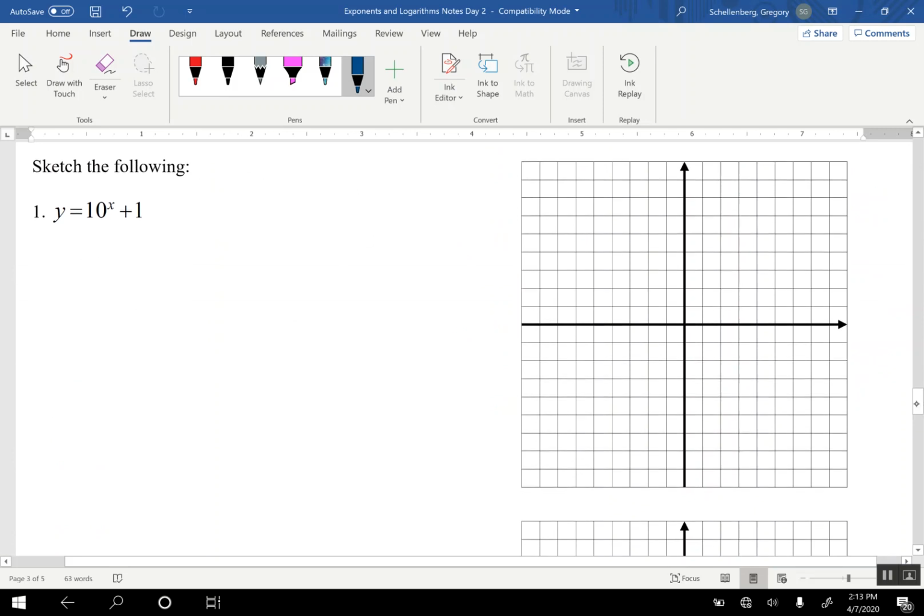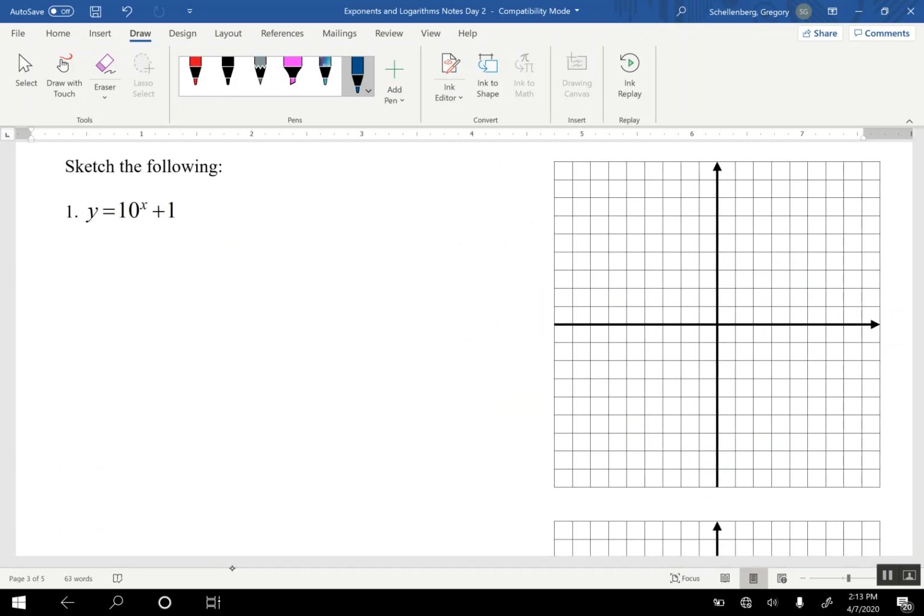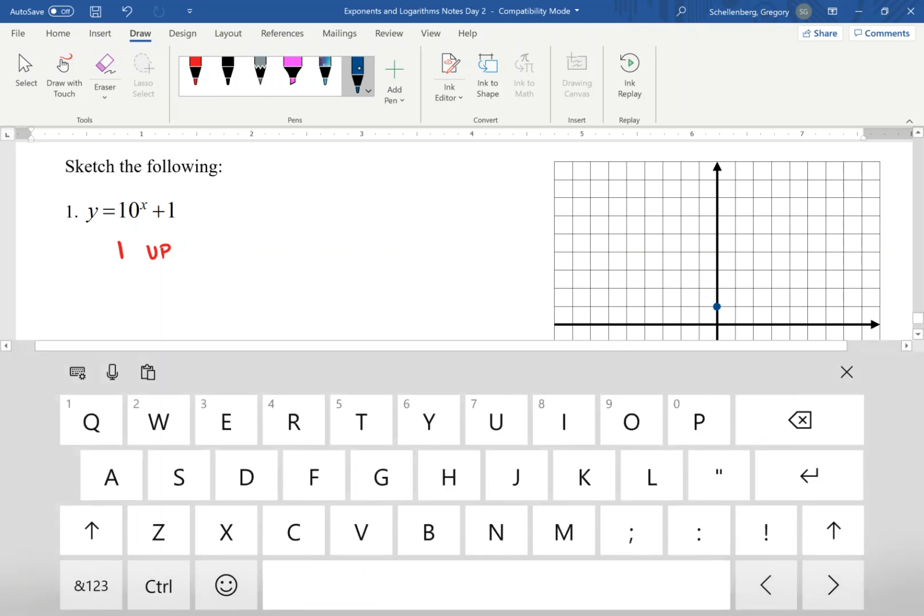Okay, so how about some transformed exponential functions? So this is y equals 10 to the x plus 1. Okay, so our transformation here, this is the base function 10 to the x, but it's been shifted 1 unit up. Okay, so what does 10 to the x look like? Well, it's going to have a y-intercept of 1.